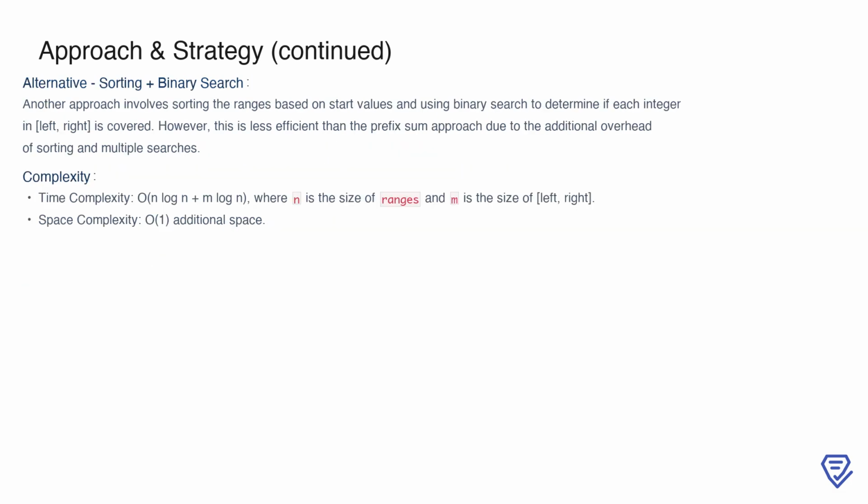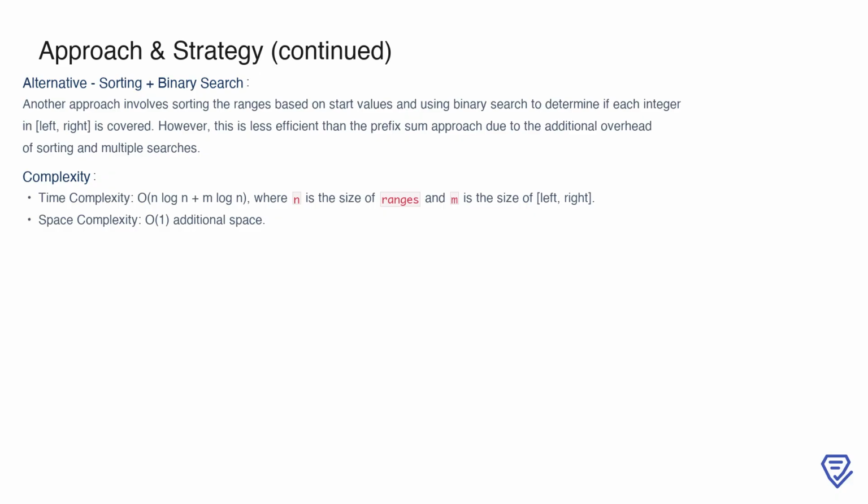Alternatively, we could use a sorting-based approach combined with binary search. Here, we would first sort the input ranges by their start values. Then, for each integer in the target range [left, right], we use binary search to determine whether it falls within any of the sorted ranges. While this method avoids the nested loops of the brute force approach, it introduces the overhead of sorting the ranges and performing multiple binary searches. This makes it less efficient overall compared to the prefix sum technique.